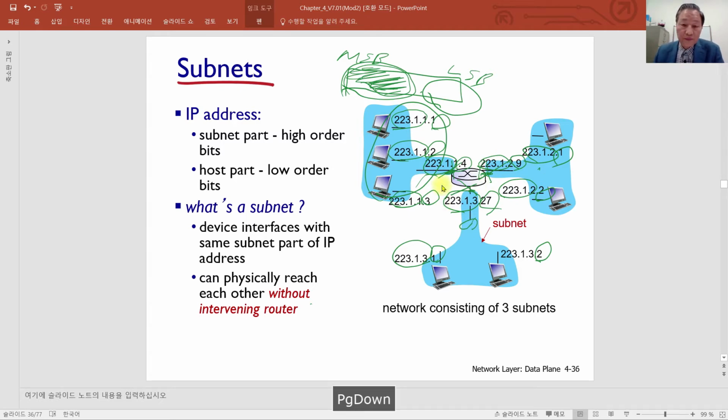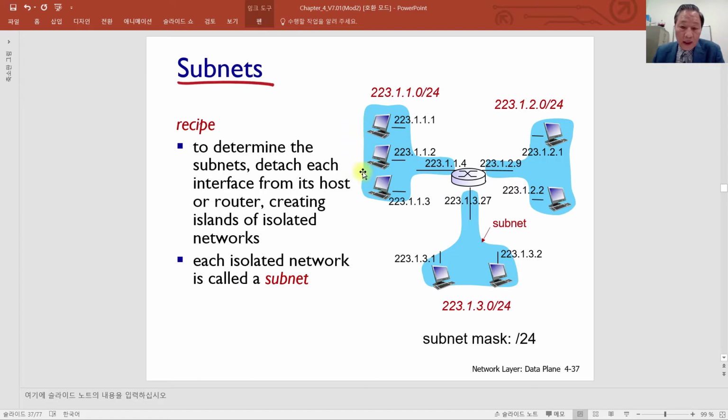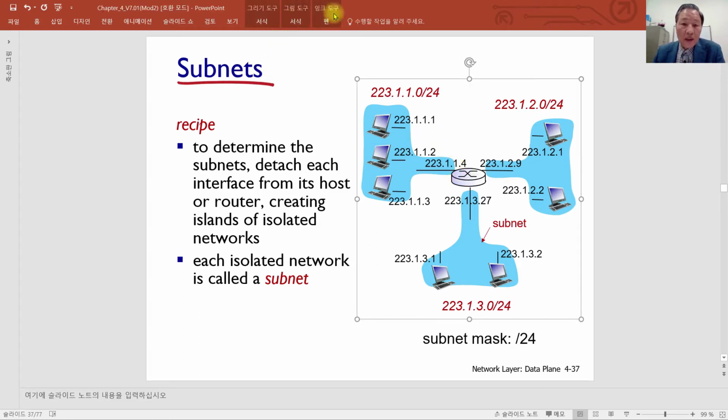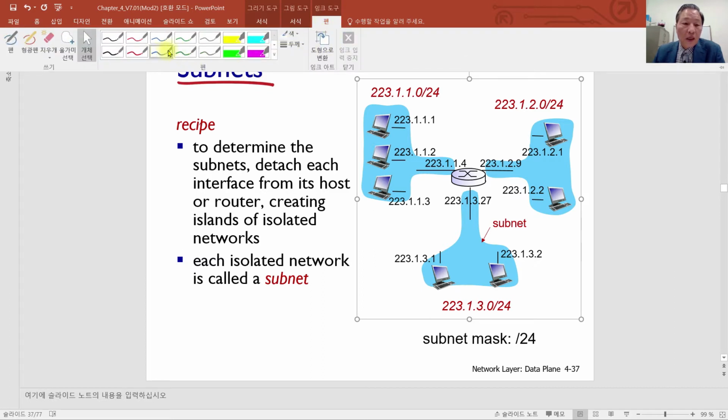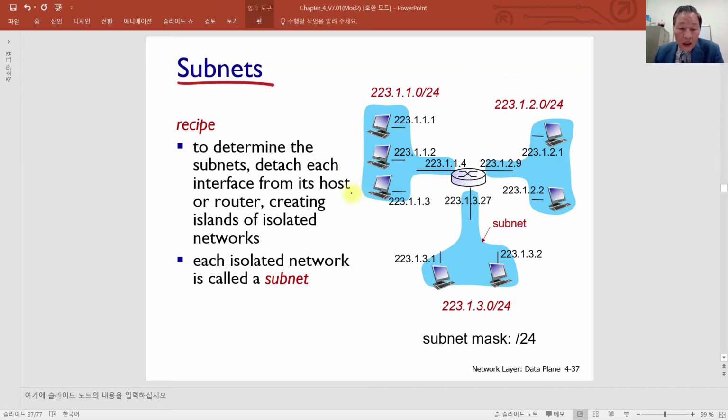Let's move to the next. Recipe: how to determine the subnets. Detach each interface from its host or router, in this case, router, creating islands of isolated networks. Detach this, then each isolated one is called a subnet, a different subnet. We have 3 different subnets here. Each isolated network is called a subnet.